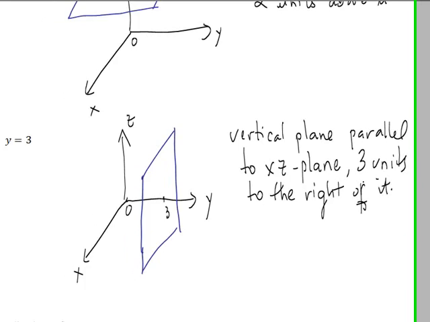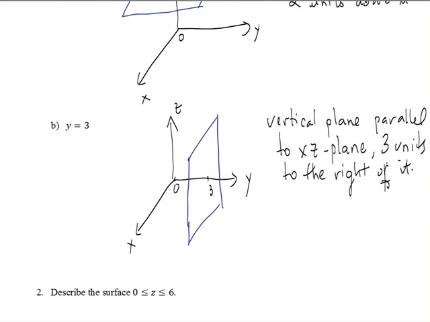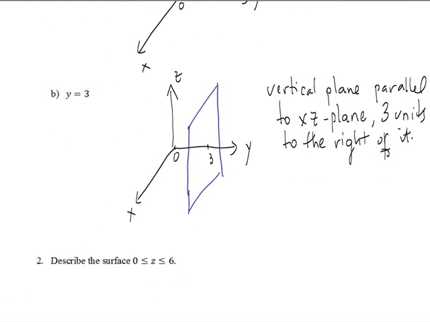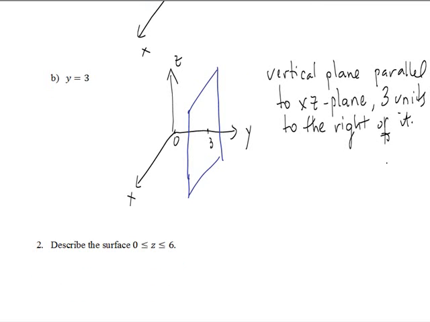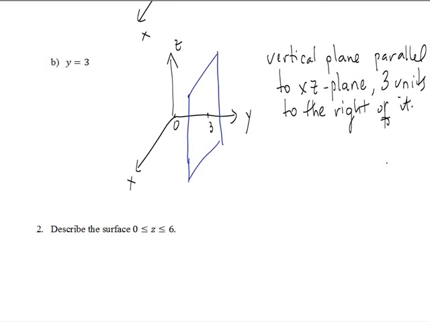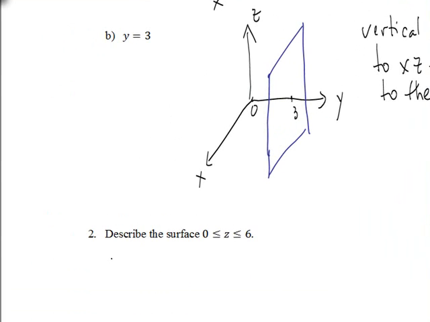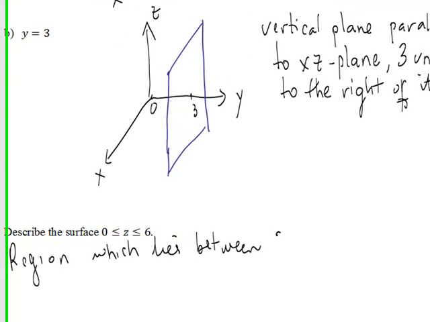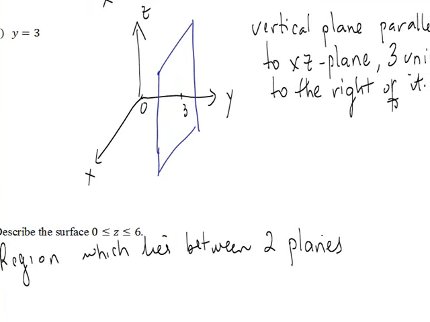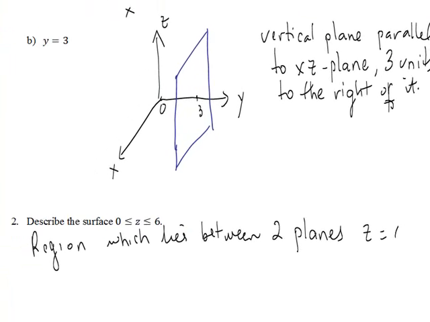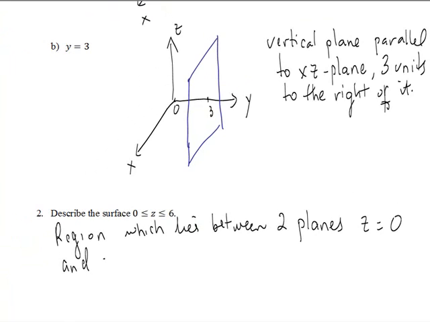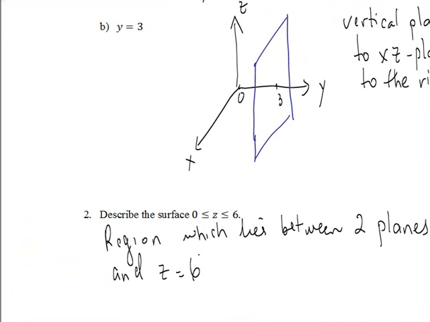Now let's describe that surface. The surface is z greater than or equal to 0, less than or equal to 6. So this is basically a region between 2 planes. All right, so we just say the surface is a region which lies between 2 planes, z equals 0 and z equals 6.